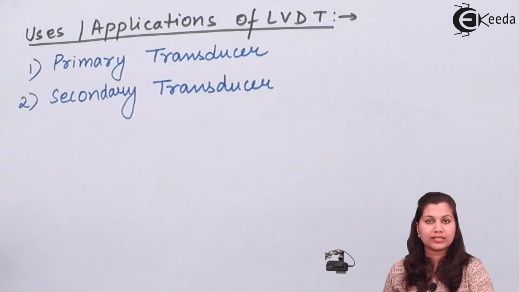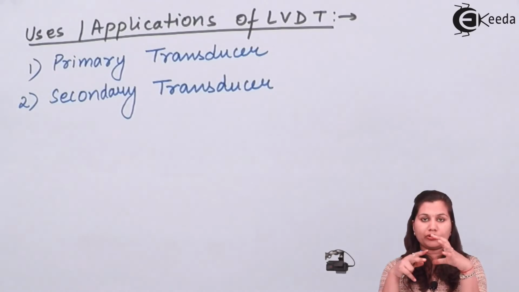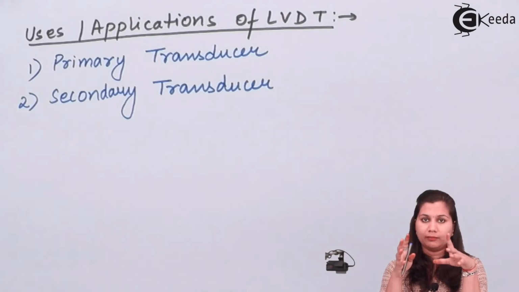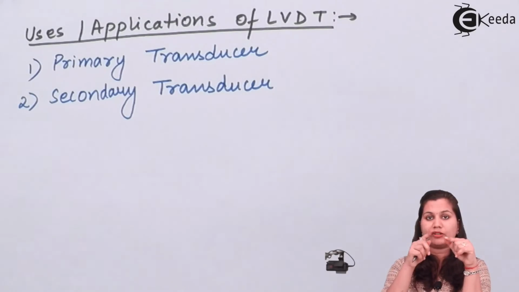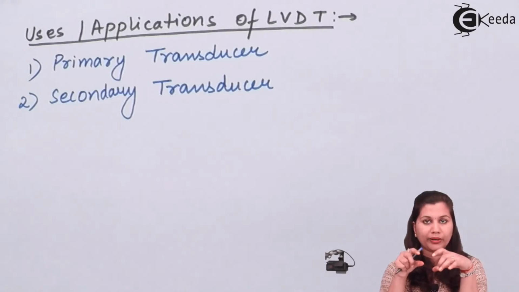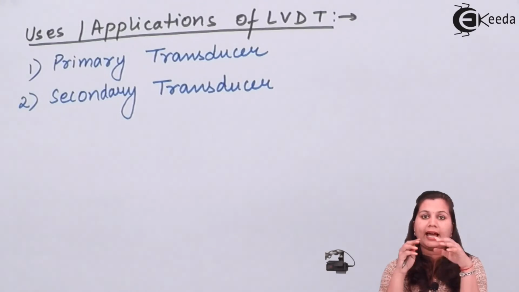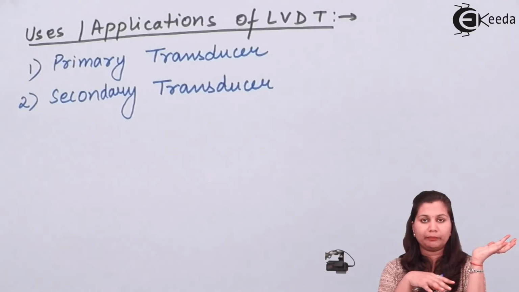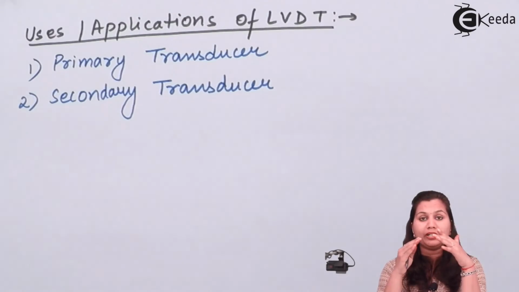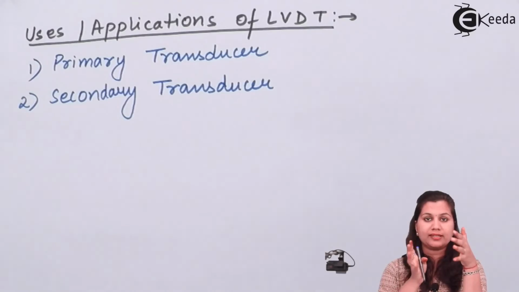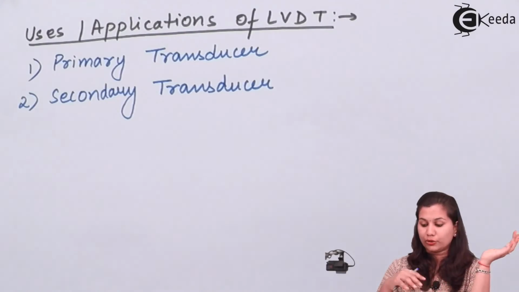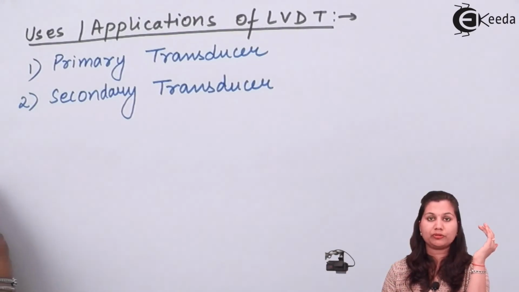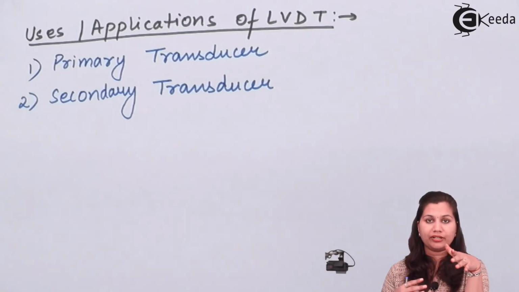Like we can use the LVDT with the Bourdon tube. In the Bourdon tube we apply the pressure. Due to the pressure, a displacement is caused in the Bourdon tube, and this displacement affects the displacement of the iron core in the LVDT, and due to that a voltage is produced. So we are measuring the pressure changes by measuring the output voltage. So the LVDT can also be used for the measurement of force, pressure, weight by using it as a secondary transducer.